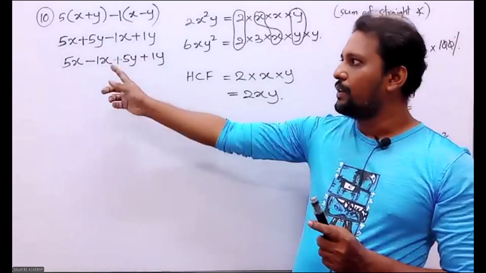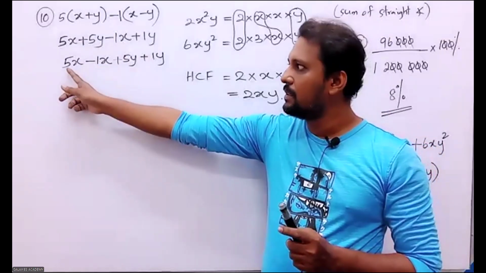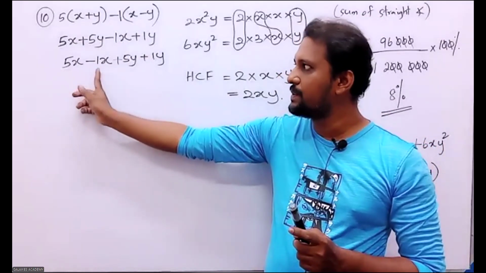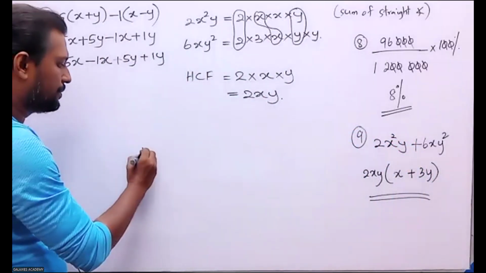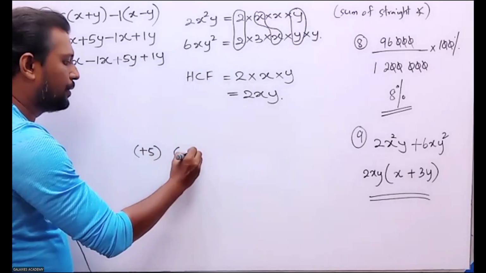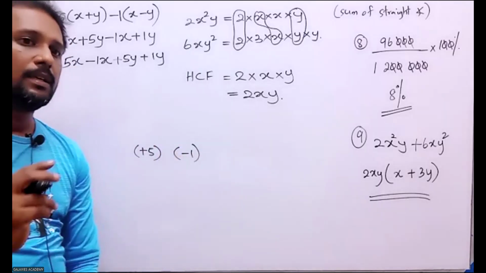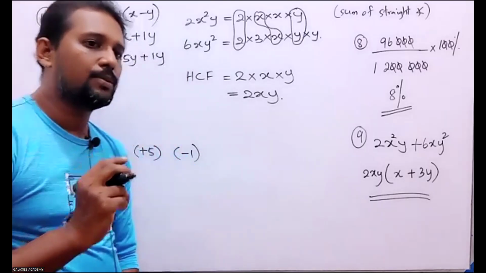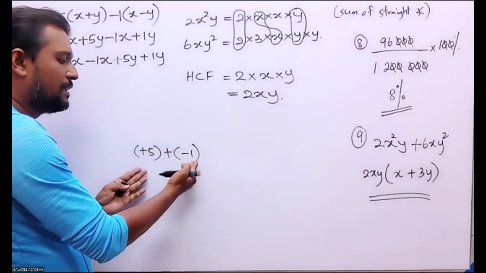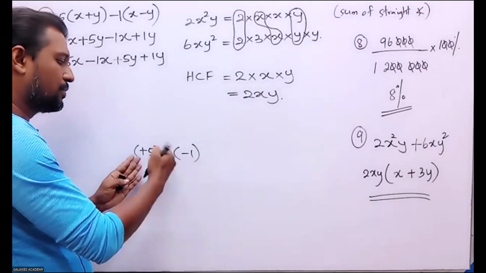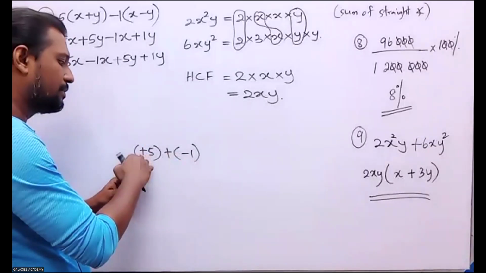First, you check the coefficients of x. This one is positive 5, this one is negative 1. I told you that you always have to add these two directed numbers. So what is the answer? Different signs, directed numbers addition, so the answer's sign should be the sign of the larger magnitude, positive.